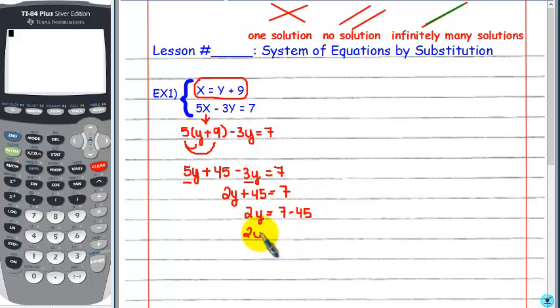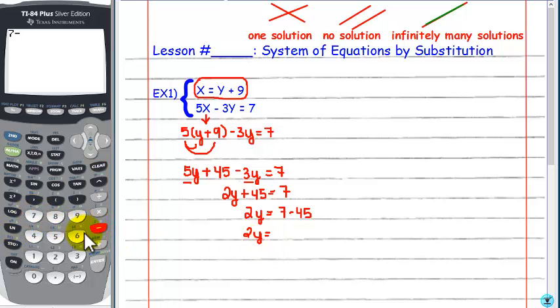And 7 minus 45, we can do on the calculator here. But remember, signs are different, so you subtract. 7 minus 45: 45 minus 7 is 38, so it would be negative 38. As I was saying, you can also use the calculator. 7 minus 45, the calculator will give you negative 38.